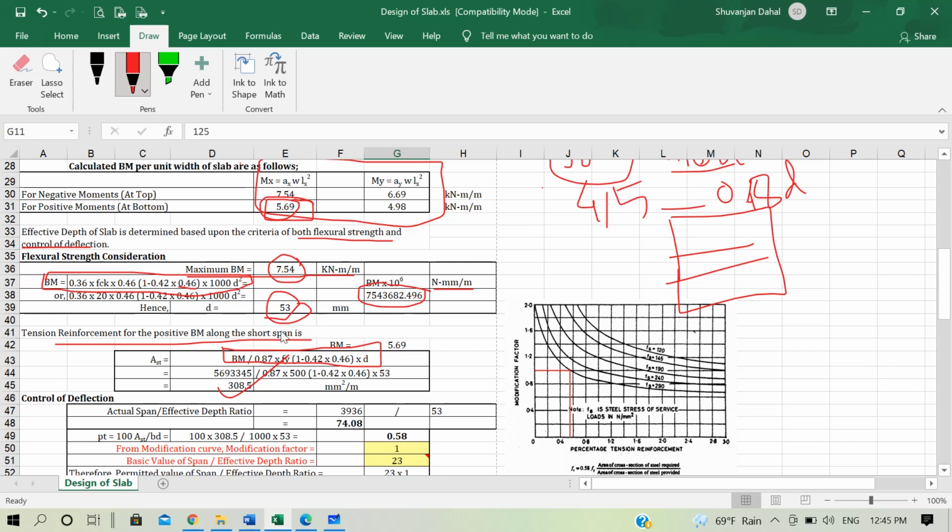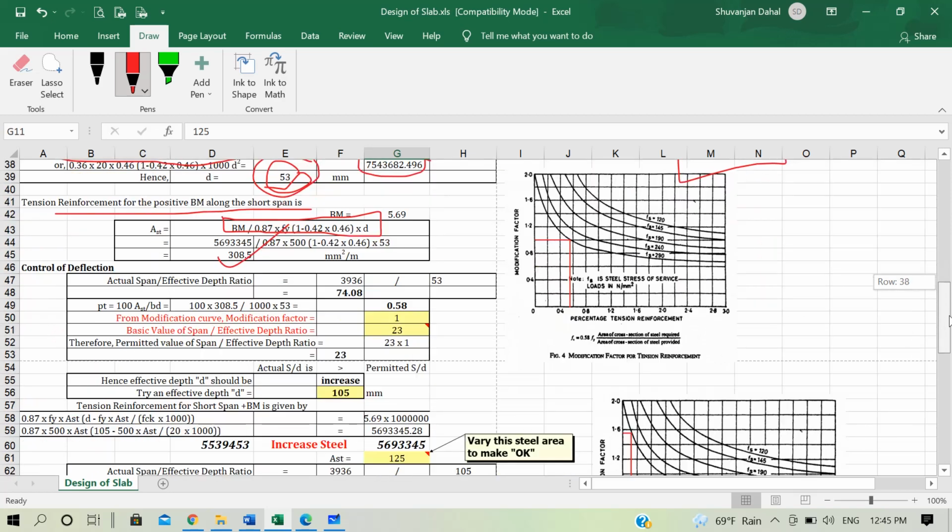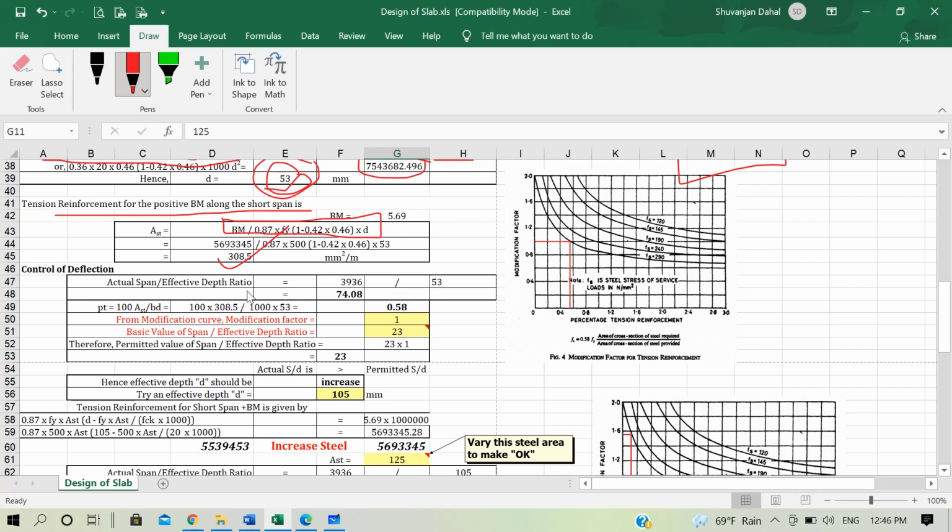So we acquired the value of effective depth, 53 mm, from the flexural strength consideration. Now let us use that effective depth and check for the criteria of deflection control. To do that, first let us find the actual span by effective depth ratio. This actual span, 3.936 meter, is our short direction span. So short direction span divided by the effective depth that we got, 53, you get this ratio to be 74.08.